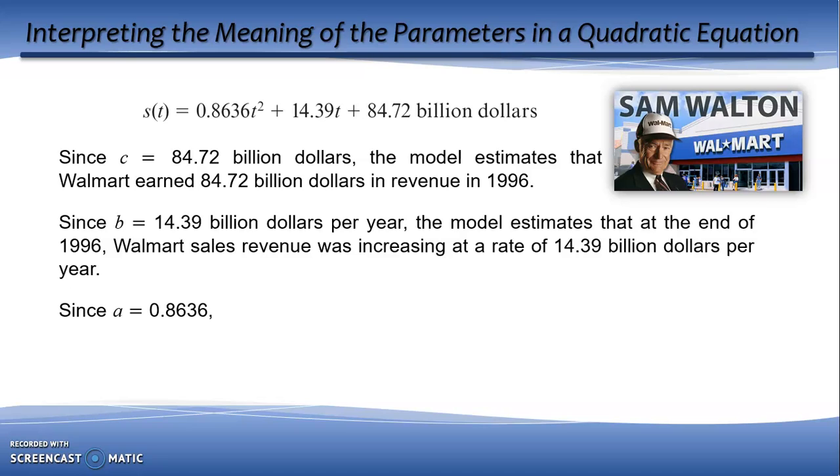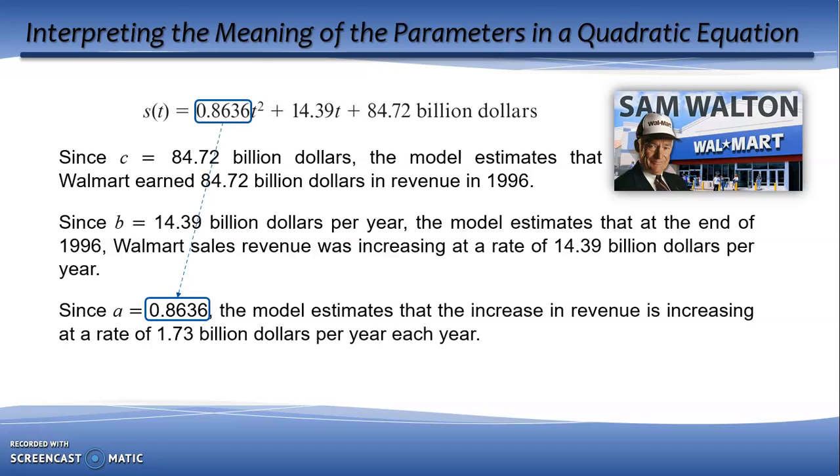But now, a is 0.8636, right? So the model estimates that the increase in revenue is increasing at a rate of $1.73 billion per year each year. Why 1.73? Remember that a is half the rate of change in the rate of change. So that means that the rate of change in the rate of change is 2a. That is 2 times 0.8636, which is approximately $1.73 billion per year each year.